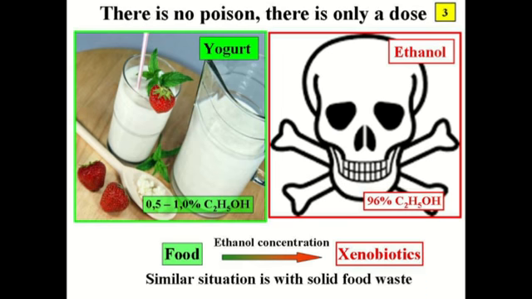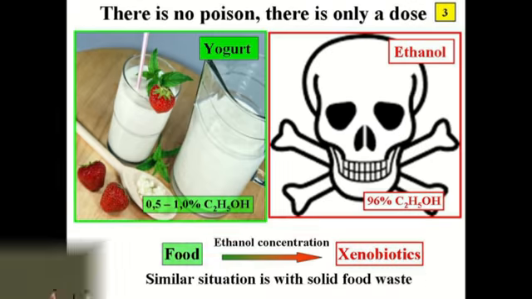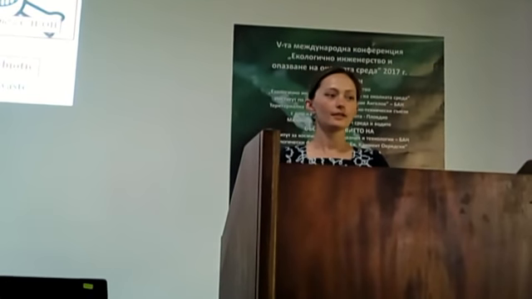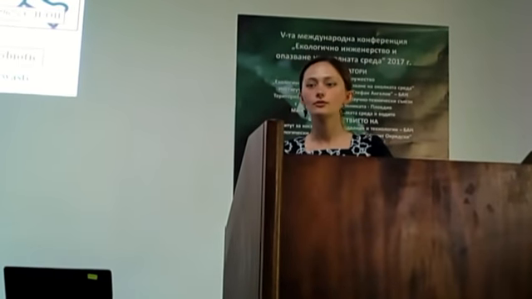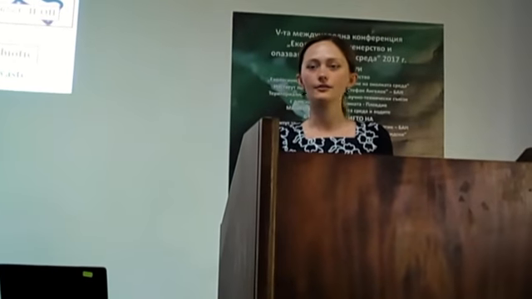The same situation is with volatile fatty acids. When they reach a concentration of 1000 ppm, they inhibit methane synthesis, and reaching a concentration of 2 or 3000 ppm, they completely inhibit hydrolysis of polymers. A similar situation occurs with food waste. In huge concentrations, they become xenobiotics.